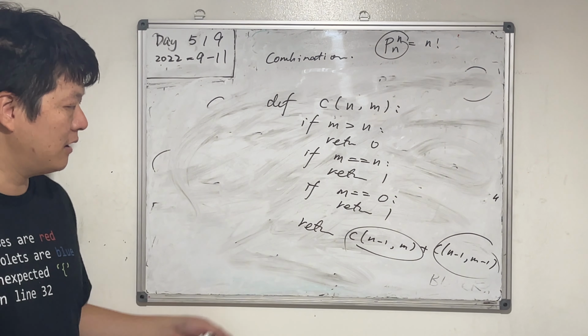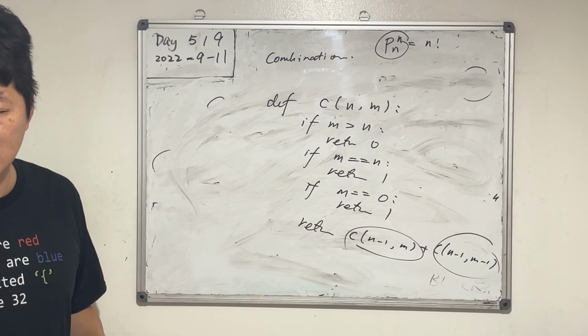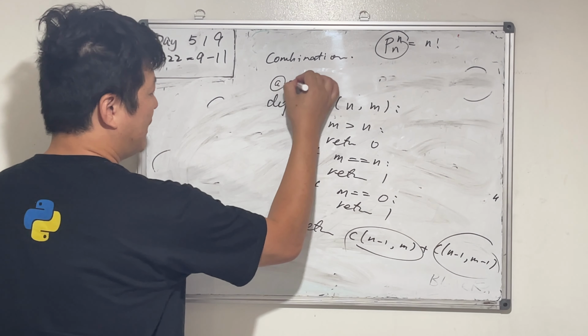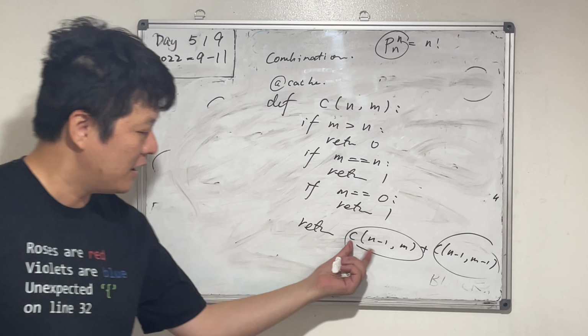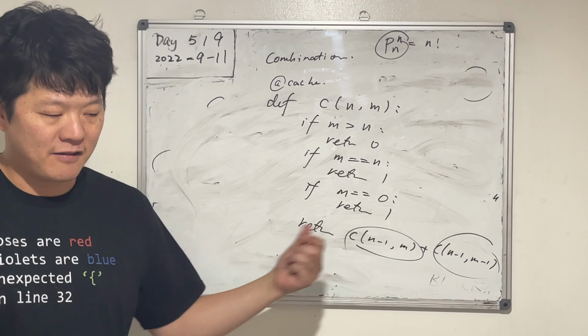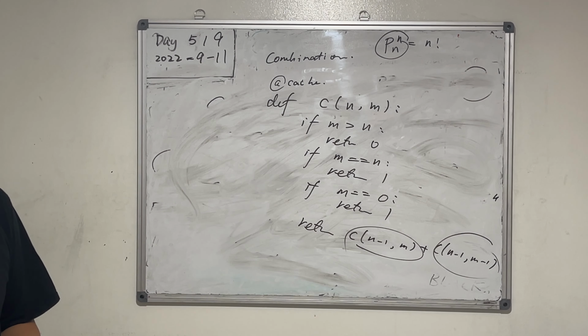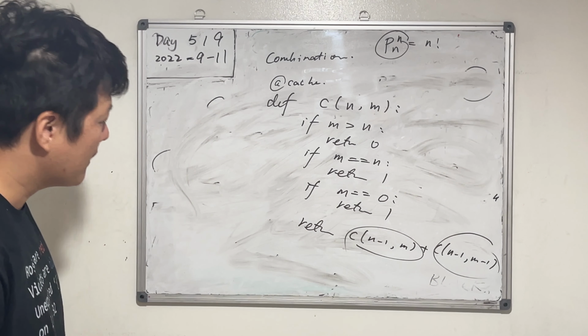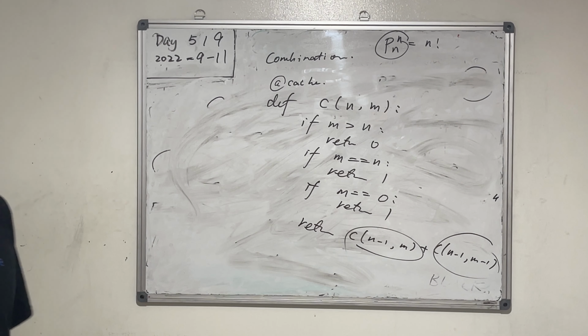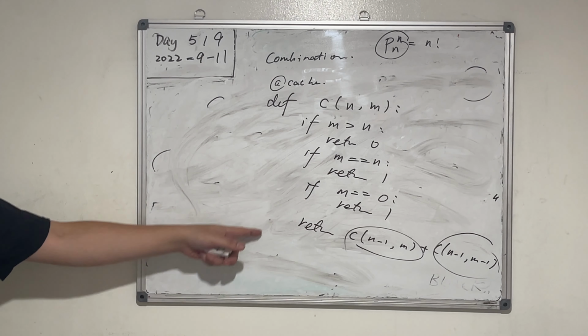Easy Python code. What's missing here? Cache. Without the cache, the time complexity will be exponential because these intermediate values are calculated over and over again. We need to use a hash table, or simply a cache, to store the intermediate results. This is dynamic programming, top-down dynamic programming. Any questions on this bit?